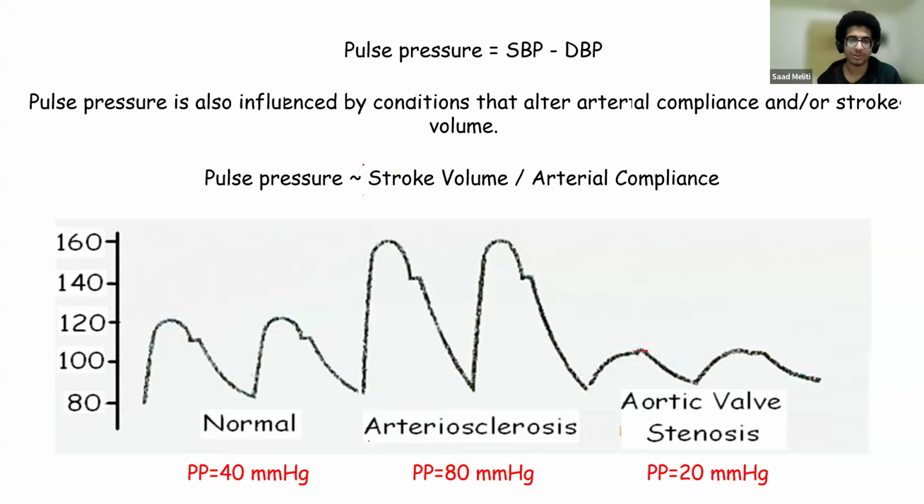And it can go both ways. You can also increase stroke volume, and you're going to increase pulse pressure. If you, for some reason, increase the compliance somehow, you're going to have a decreased pulse pressure. I hope that makes sense.